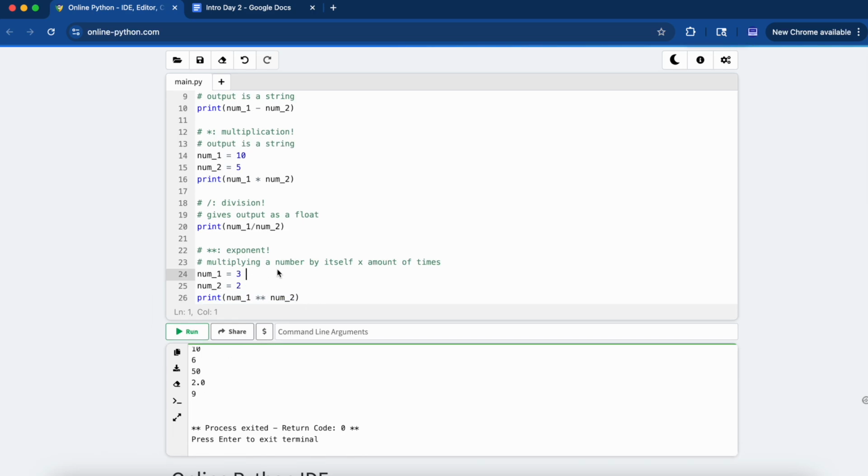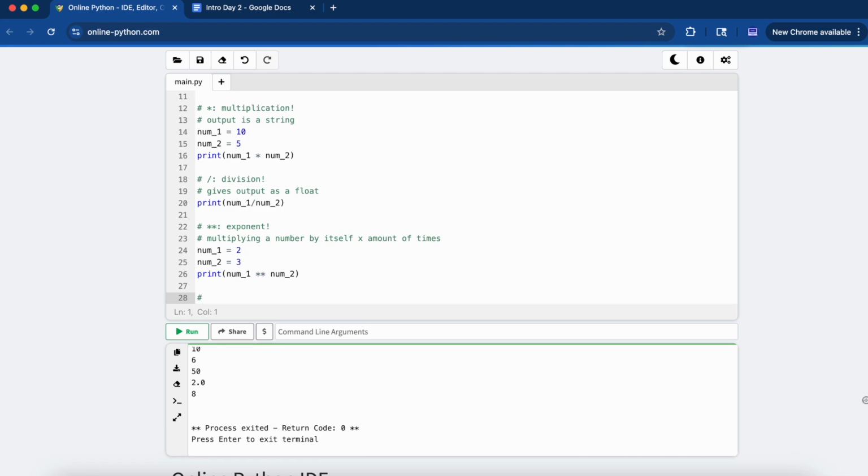All right, now if we tried a slightly bigger number like 6, so 6 to the power of 2 would be 6 times 6, which is 36. We can even make this number however many times we want it to be. Let's do number 2 equals 3 and number 1 equals 2. So that would be 2 times 2 times 2, which is 4 times 2, which is 8. And that is how you do an exponent in Python.